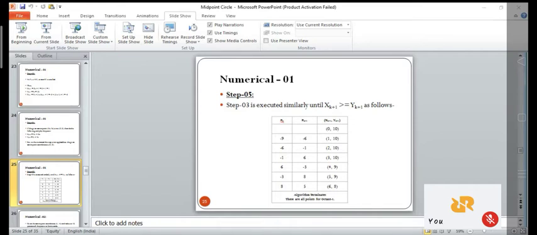So initially, the decision parameter was how much? It was minus 9. Then the next decision parameter was how much? It was minus 6. So whatever decision parameter you obtain in the first column, in the next column you obtain the next decision parameter. So this minus 6, the same thing you are going to write over here in the first column. Then again the next decision parameter that we have obtained is how much?